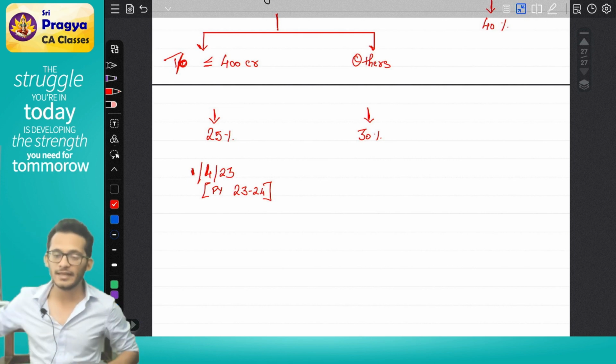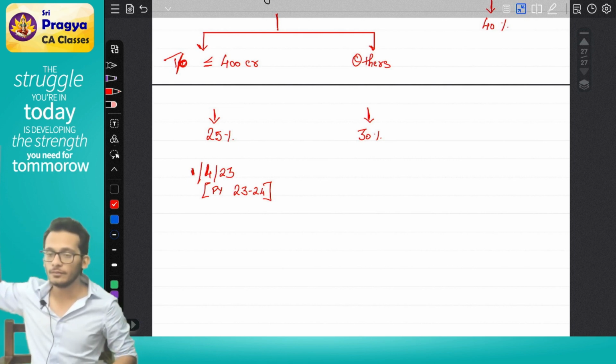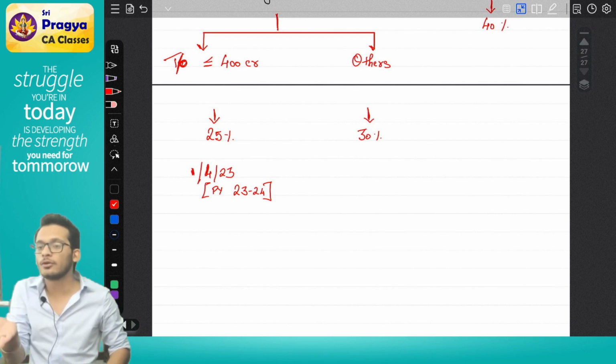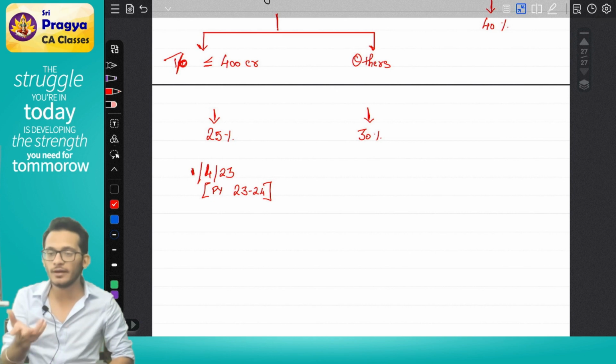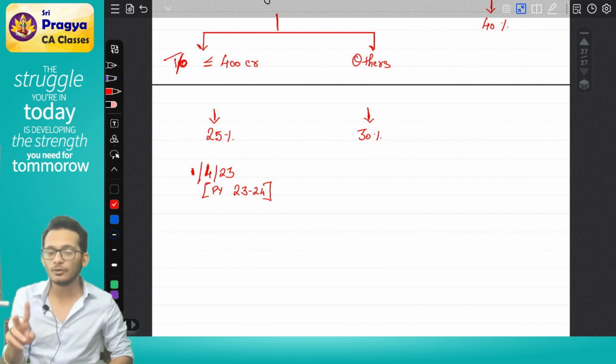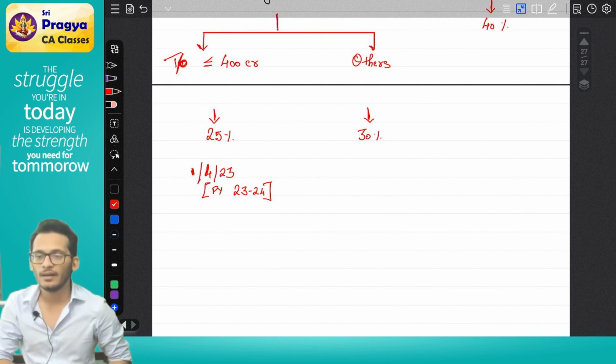So can I say that I should look for 400 crores for 23-24? No, I can't check for 23-24 because I don't know what my turnover will be. It could be 400 crores, it could be 600 crores also. Yes or no? Should I look at my 22-23?